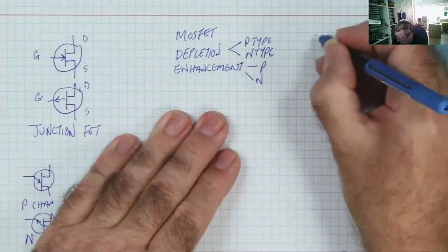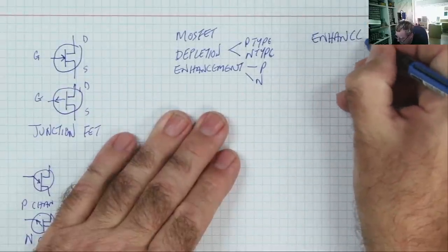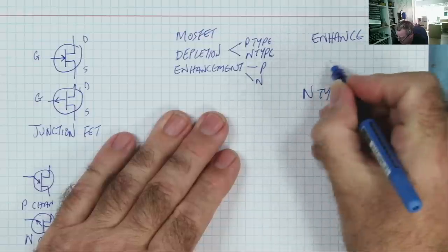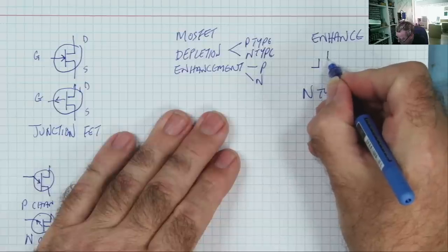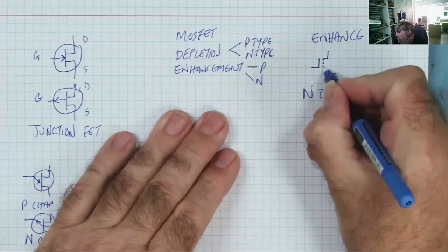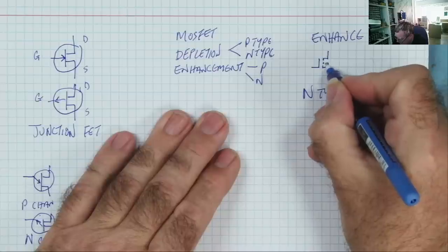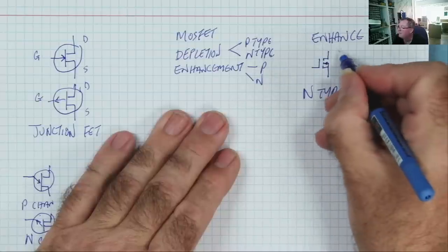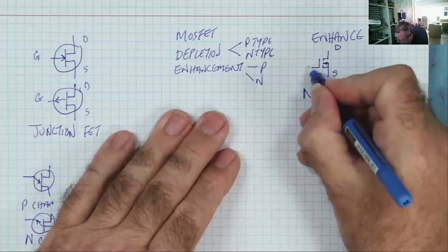So, enhancement N-type. You will see the symbol in various ways. This is just a simplified version of the symbol. So with the simplified one, you have an arrow here pointing inwards. Okay, this is the drain. This is the source, and this is the gate.